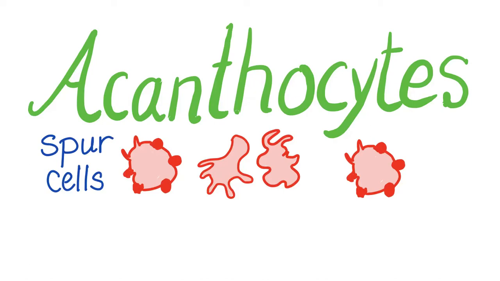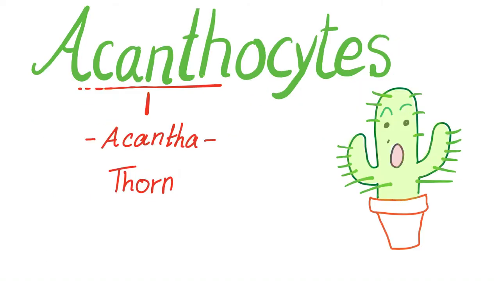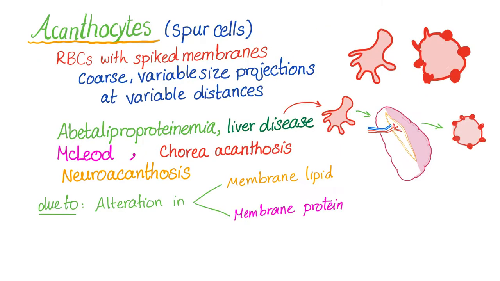In the previous video, we discussed acanthocytes or Burr cells. Today we'll talk about acanthocytes or Spur cells, an abnormally shaped red blood cell. Where did the word come from? From an ancient Greek word called acantha, meaning thorn, like these thorns. Cyte means cell. So, acanthocytes or Spur cells are red blood cells with spiked, abnormal membranes.